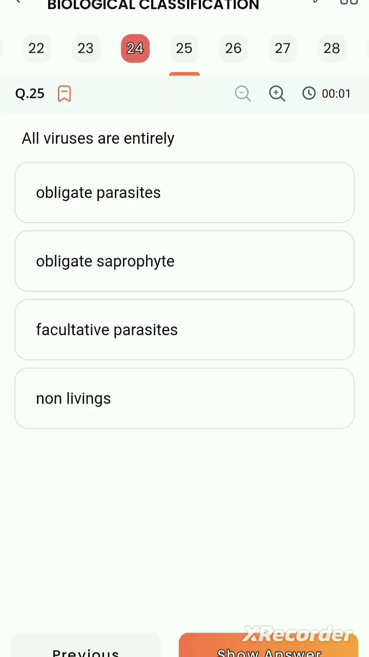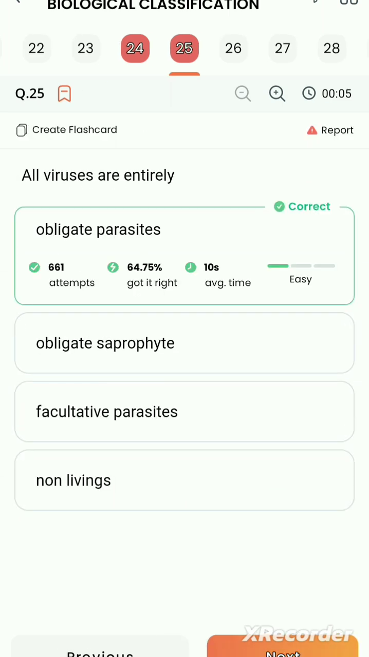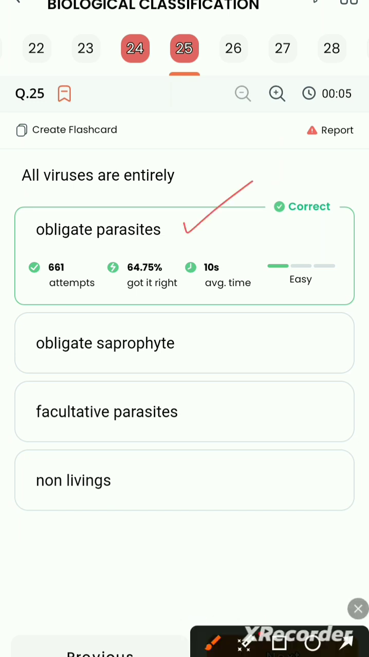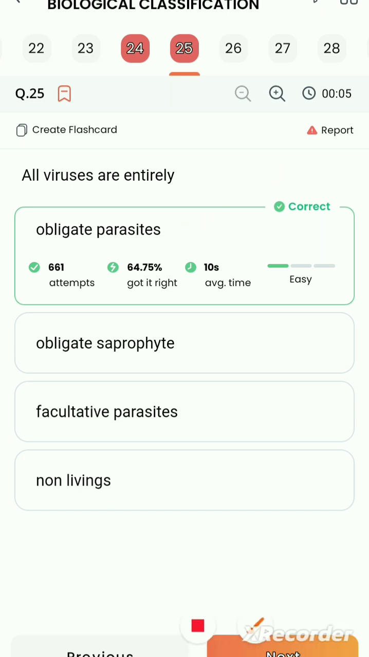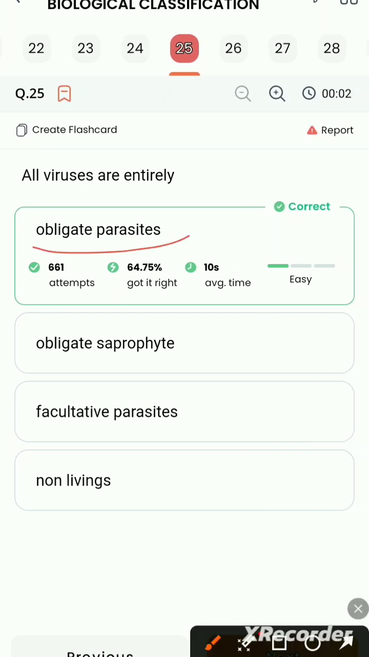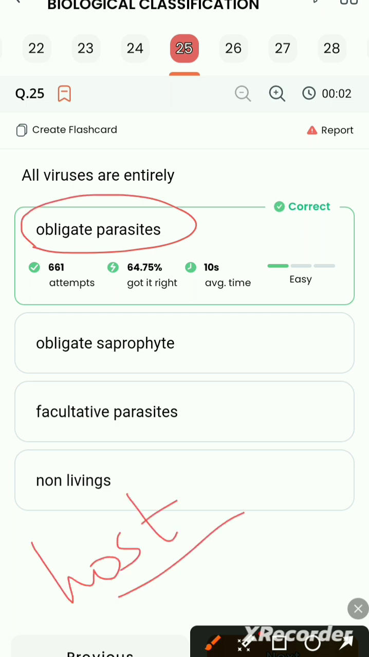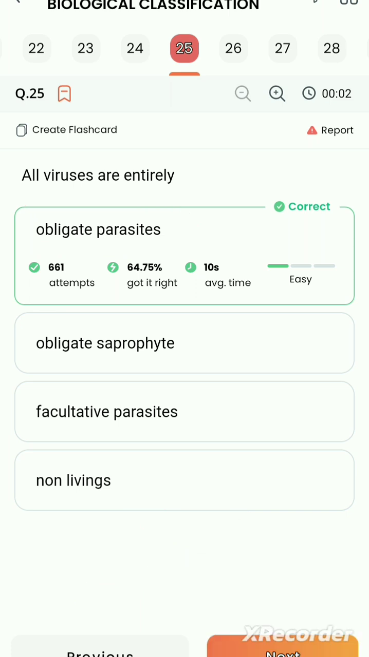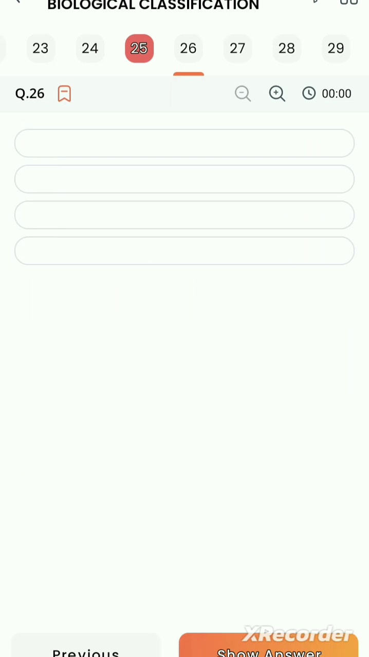Next question 24. All viruses are entirely obligate parasites. It is an obligate parasite. What is an obligate parasite? Obligate parasites are those which require a host for completing their life cycle. So they are called obligate parasites. Obviously, we all know that the virus needs a host for reproduction. So it is an obligate parasite.